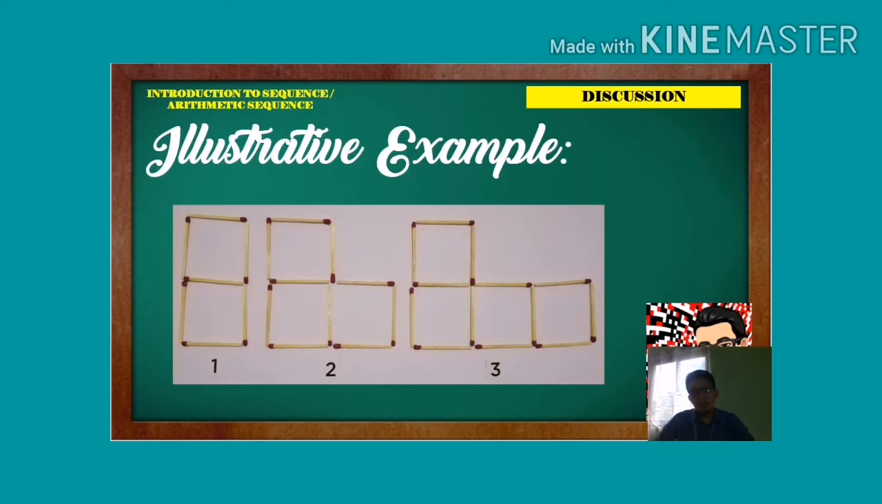Now, we also have patterns like this, wherein the number of squares in the first figure is 2 squares. And then in the next, we have 3 squares. In the third, we have 4 squares. Of course, expect that in the next figure, there are 5 squares.